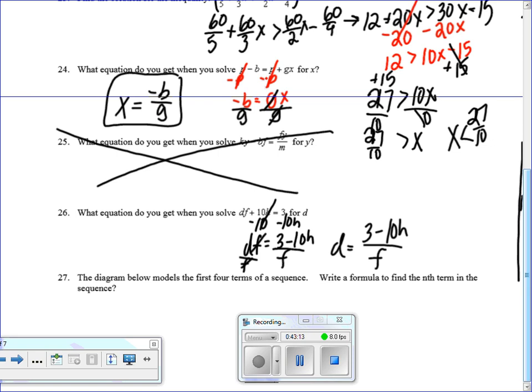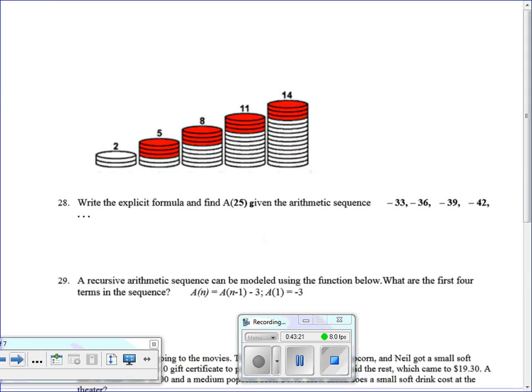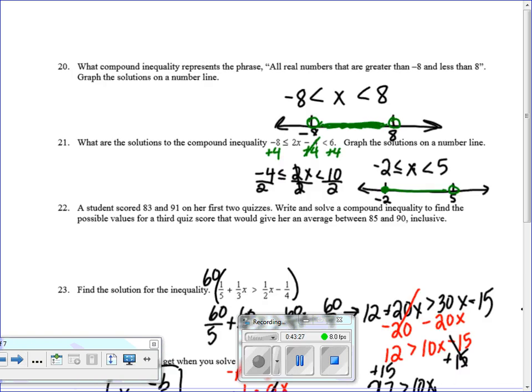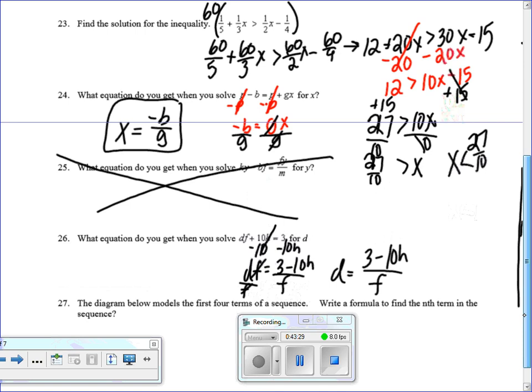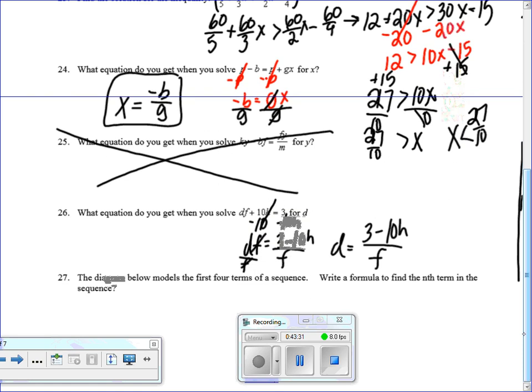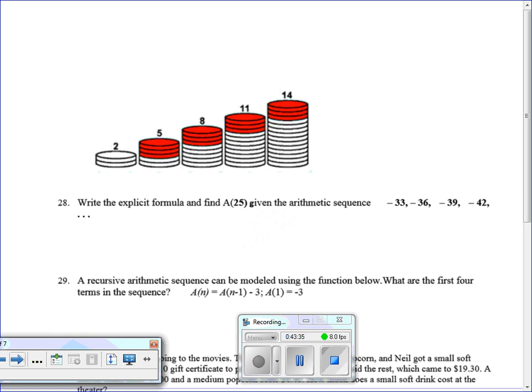The diagram below models the first 4 terms in a sequence. Write the formula to find the nth term in the sequence. So for number 27, we're going to write the formula to find the nth term. There are 2 formulas that you could write. You can write the explicit formula.